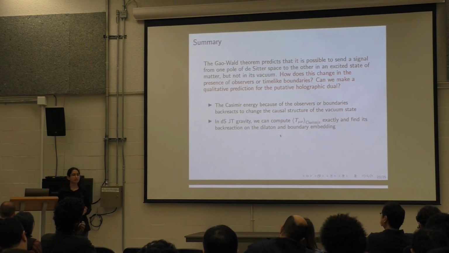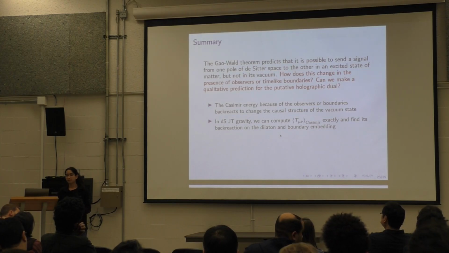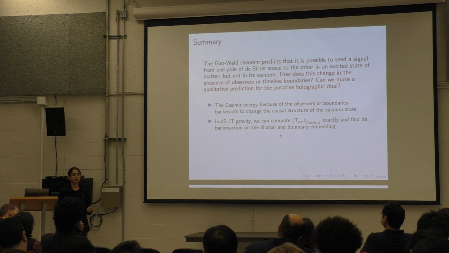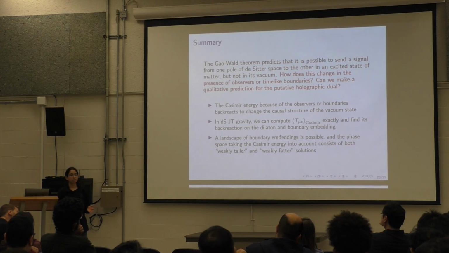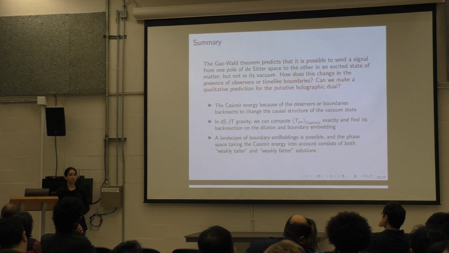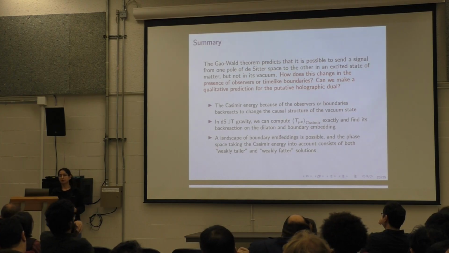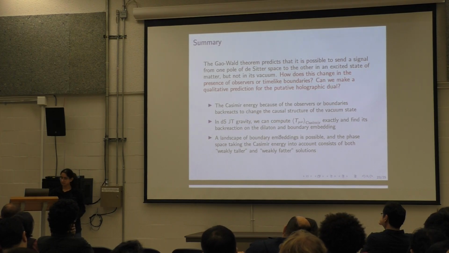And in dS-JT, we can compute this stress tensor expectation value exactly and find how that changes the dilaton and the embedding of the boundary. And in particular, a whole landscape of boundary embeddings is possible as a result, and we find multiple kinds of solutions that are both weakly taller or weakly flatter, as opposed to just a flatter solution as might be naively expected from negative Casimir.